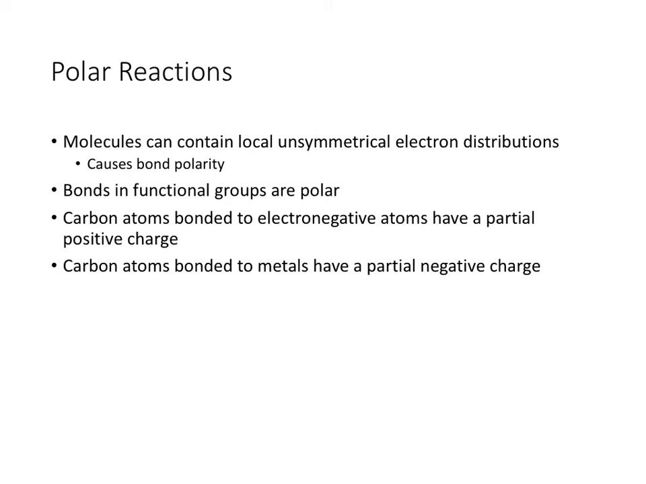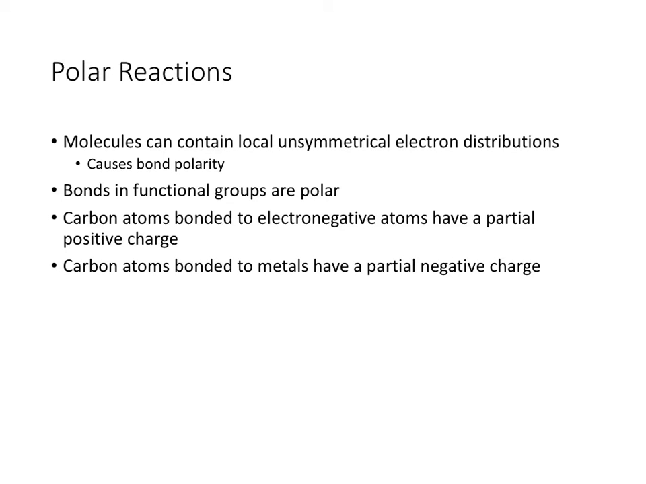Now, in contrast to radical reactions, we have polar reactions. So molecules contain local unsymmetrical electron distributions caused by bond polarity, which is caused by differences in electronegativities between the atoms connected by bonds. And bonds in functional groups are polar. Carbon atoms bonded to electronegative atoms, for example, have a partial positive charge, whereas carbon atoms bonded to metals have a partial negative charge.